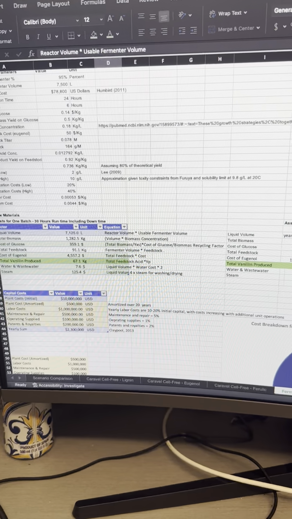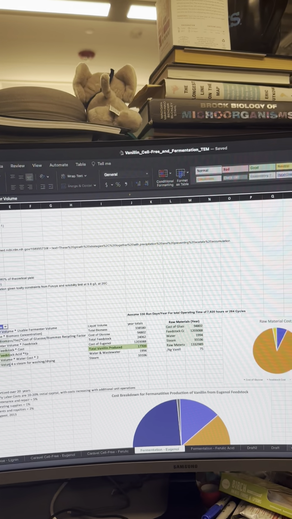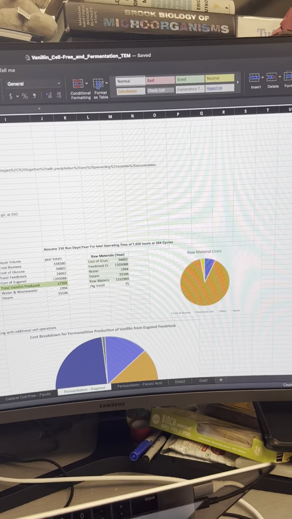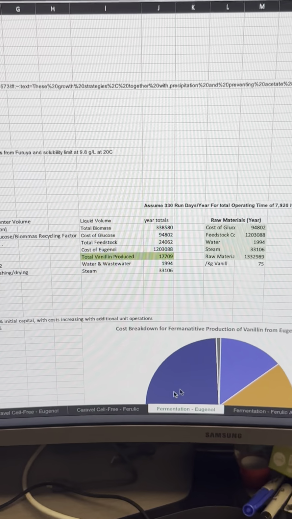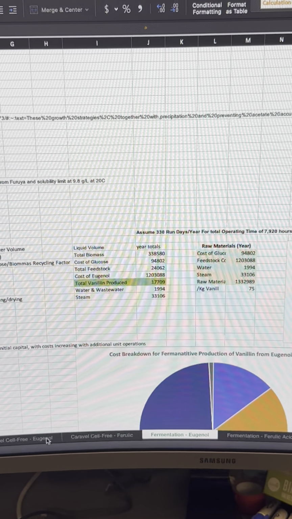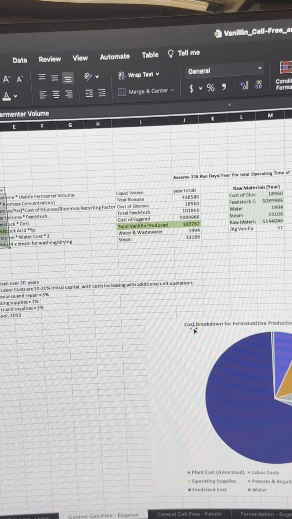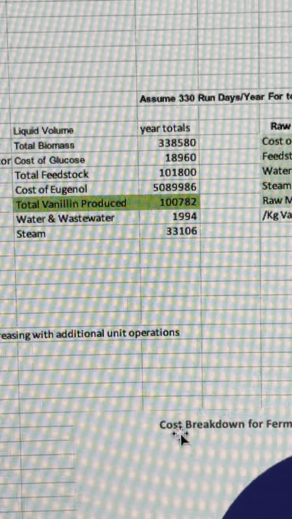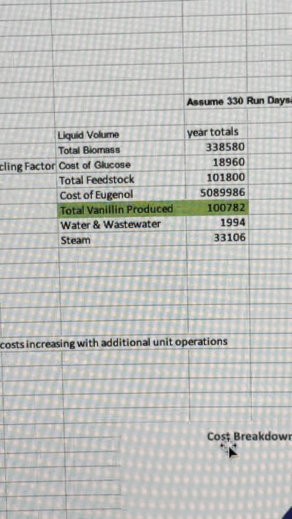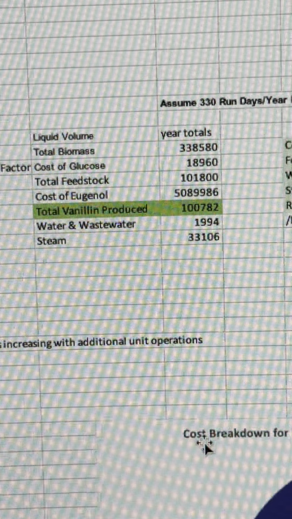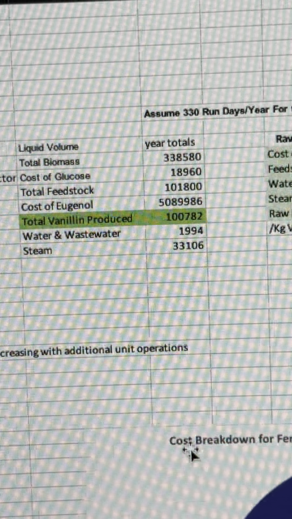Okay, from there, sorry, I'm rambling now. It is getting late. Okay, so like I said, for fermentation from eugenol, I said 17 metric tons. If we are improving our titer and our volumetric productivity, then we're looking at 100 metric tons. So increasing productivity 5-fold effectively. So that is how those numbers work.